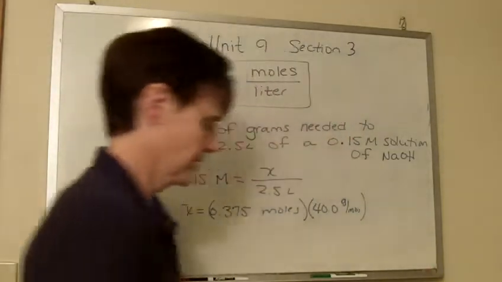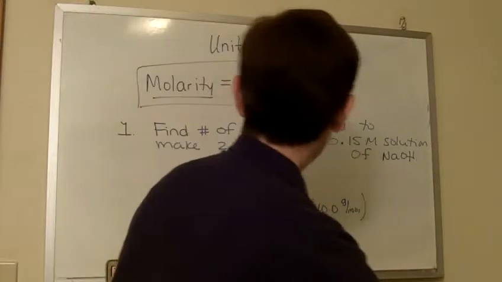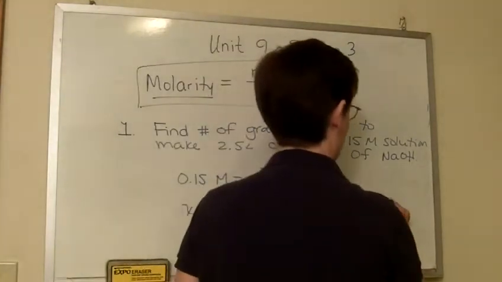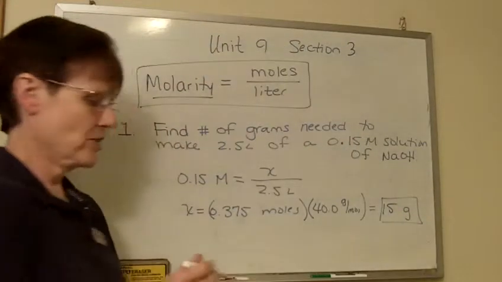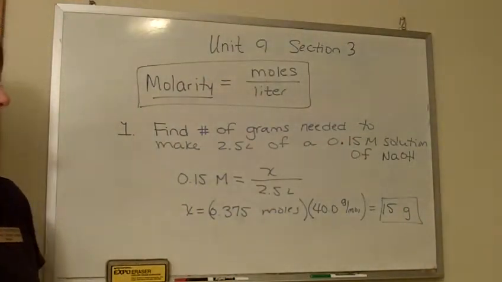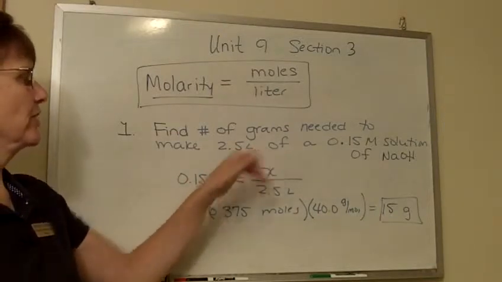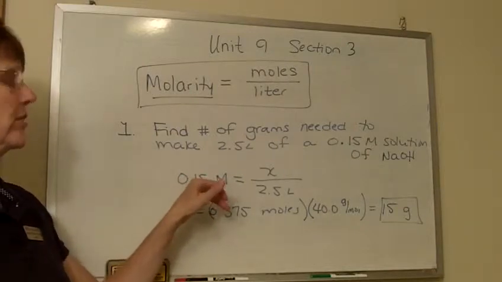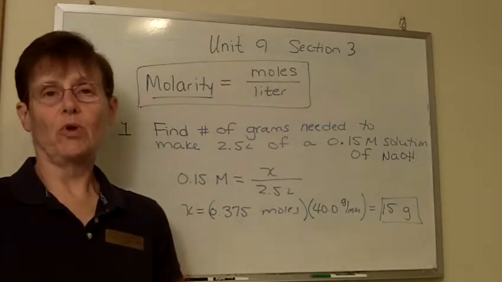So back to the calculator. That turns out to be 15 exactly, which is good because I only have two significant figures. So if I took 15 grams of sodium hydroxide and dissolved it in enough water to make 2.5 liters of solution, then I would have a solution that is 0.15 molar. So that's how you do that type of problem.